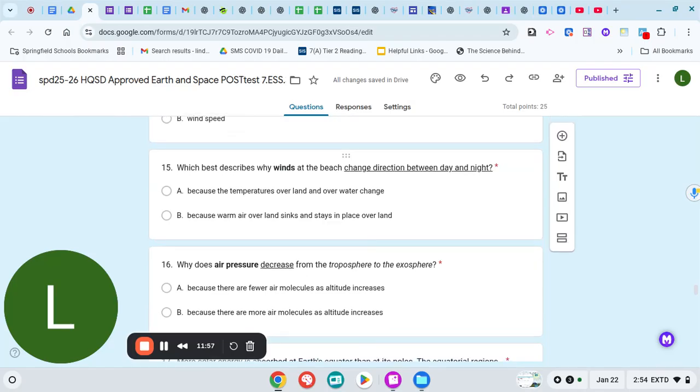Number 15, which best describes why winds at the beach change direction between day and night? So it's talking about sea breezes and land breezes, which best describes why it goes from a sea breeze to a land breeze, or from a land breeze to a sea breeze between the daytime and the nighttime. Is it A, because the temperatures over the land and over the water change from daytime to nighttime? Or is it B, because the warm air over land sinks and stays in place over the land?